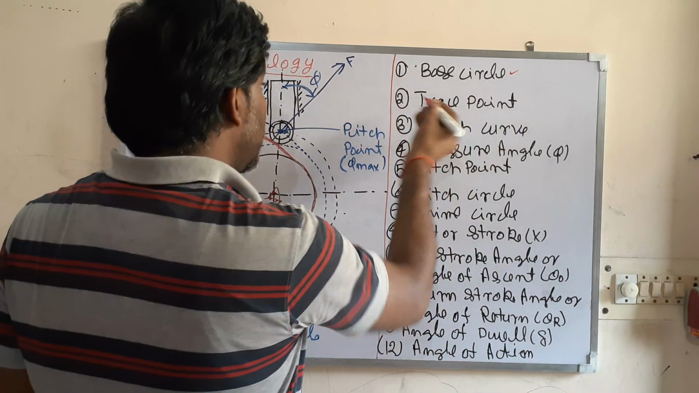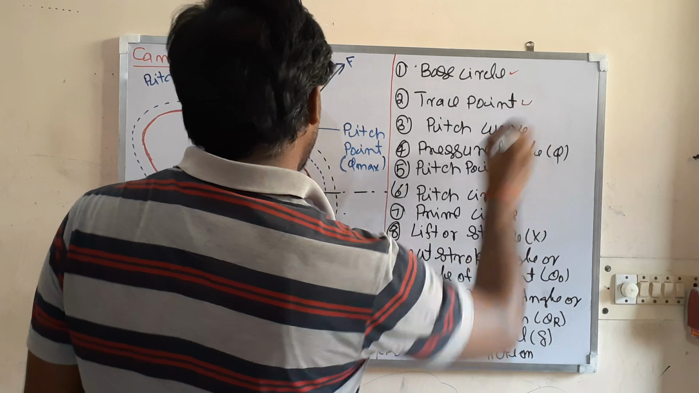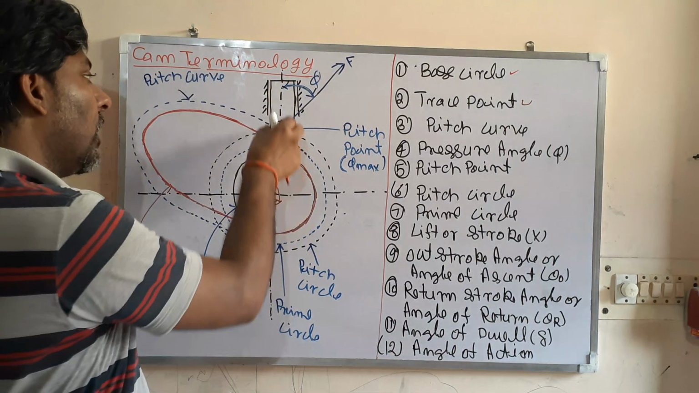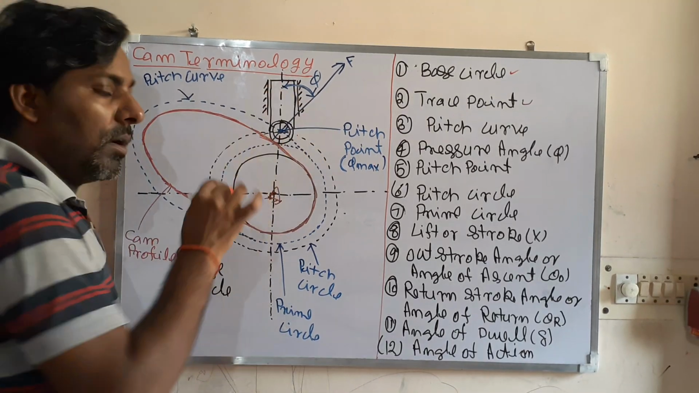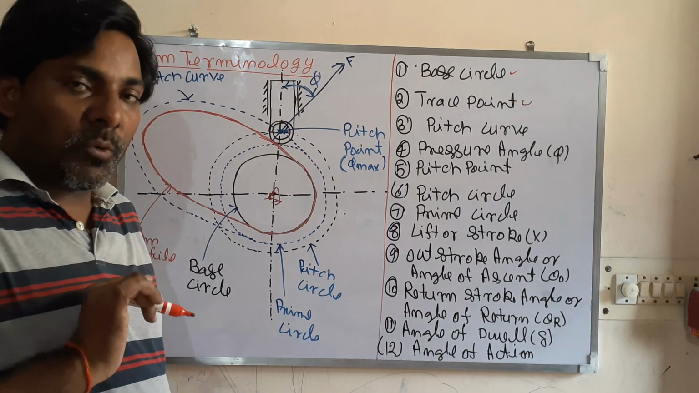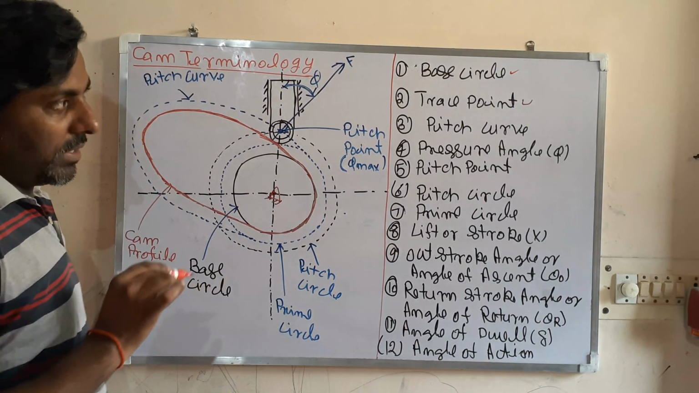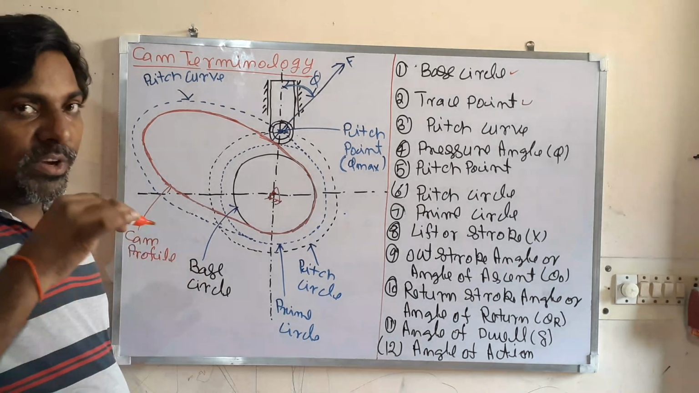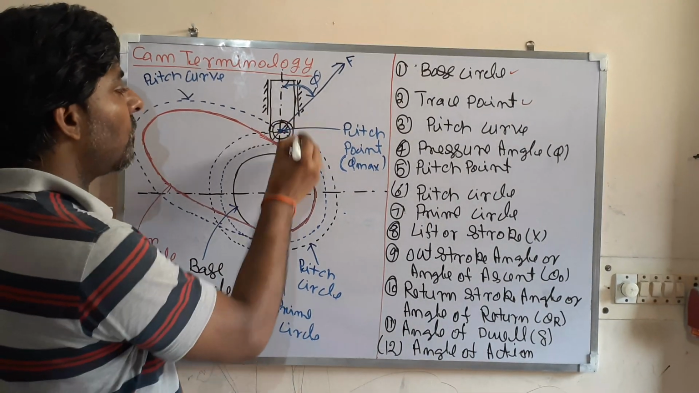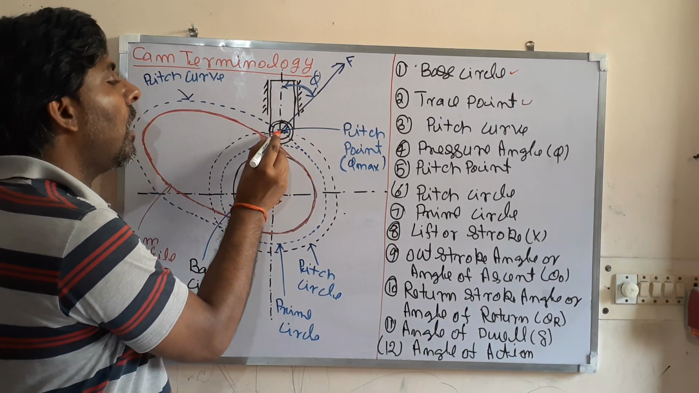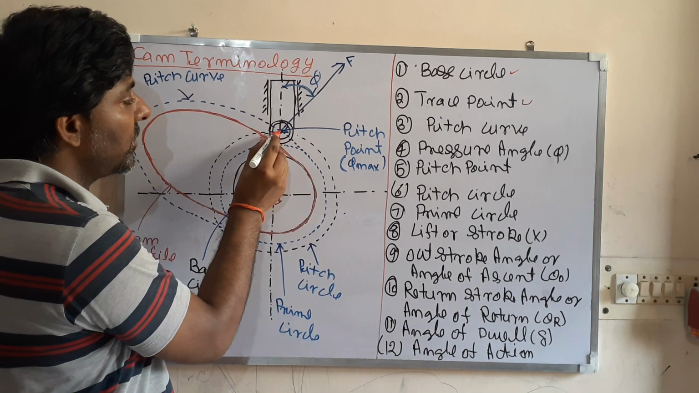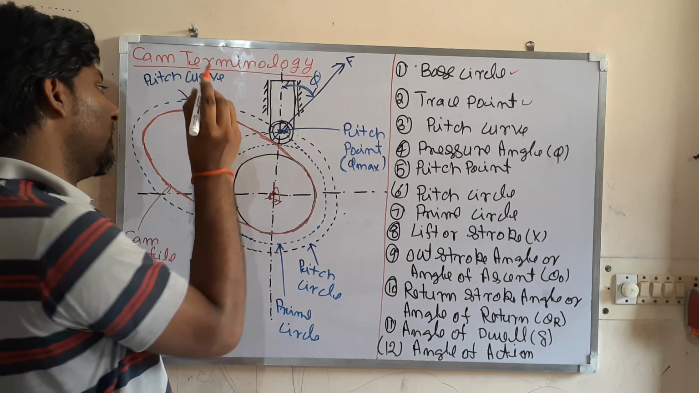Next is the trace point. Let us see what the trace point is. This is the reference point on the follower. This is your follower. It is the reference point on the follower which is used to draw the cam profile. For the roller follower, the center of the roller is the trace point.